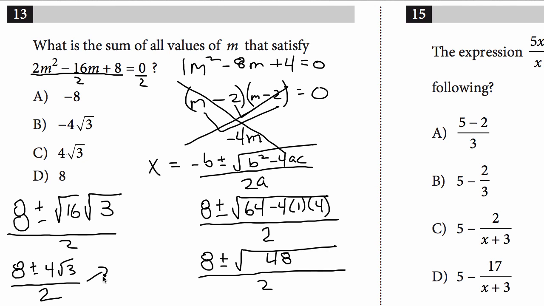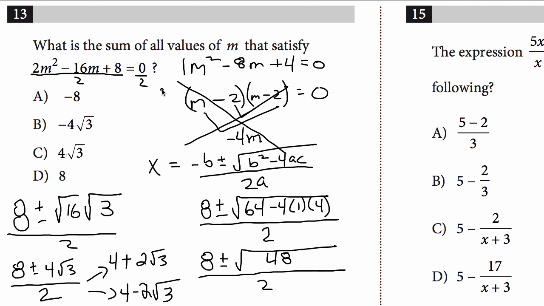You've got two answers here: 4 plus 2 radical 3 and 4 minus 2 radical 3. Sorry. So those are your two answers.